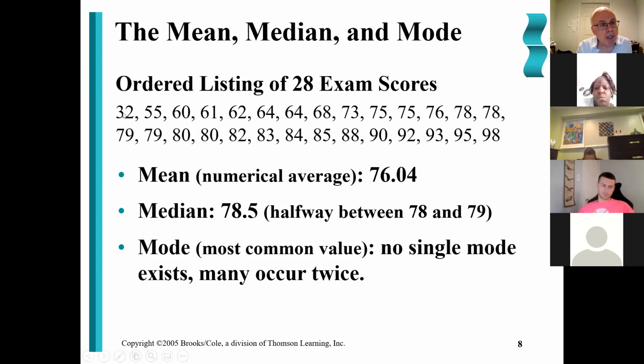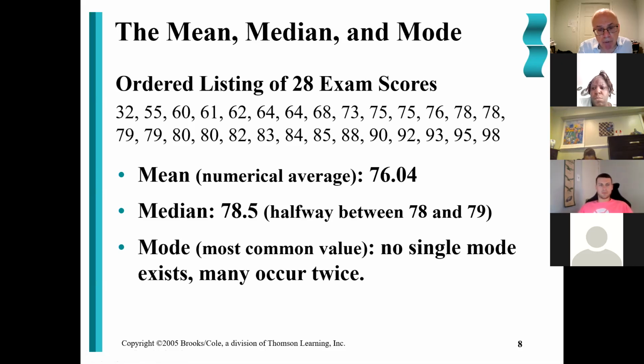So you just start from the beginning. 1, 2, 3, 4, 5, 6, 7, 8, 9, 10, 11, 12, 13, 14. So the 14th number is 78. And the 15th number right over here is 79. You average those two, you get 78.5. That's how they came up with that. All right, so it's not that hard.